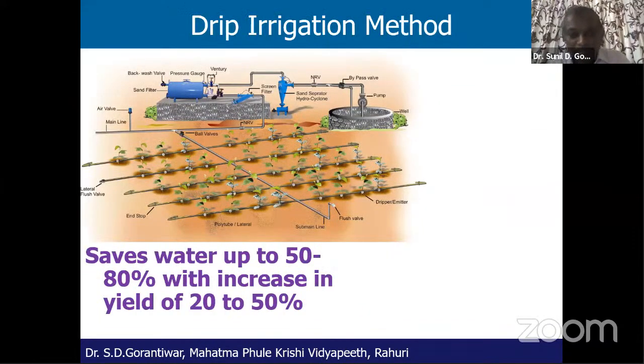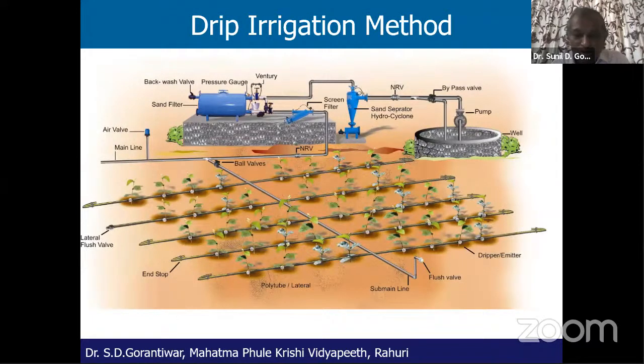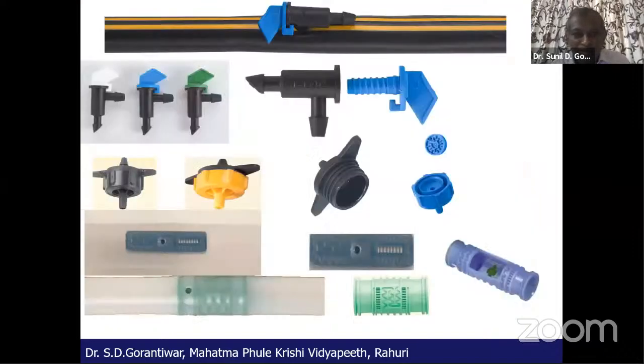So this is the typical layout of the drip irrigation method. I don't want to go into detail, but you see what kind of infrastructure we need for the drip irrigation system. There is a pipe network, there is a fertigation unit, there is a filter unit, there is a pumping unit. So these are the drippers; different kinds of drippers are available.